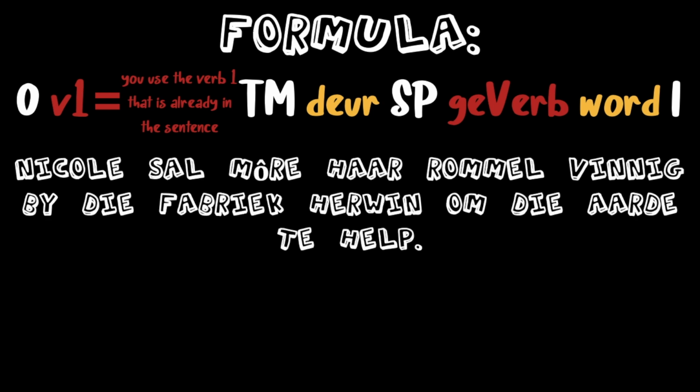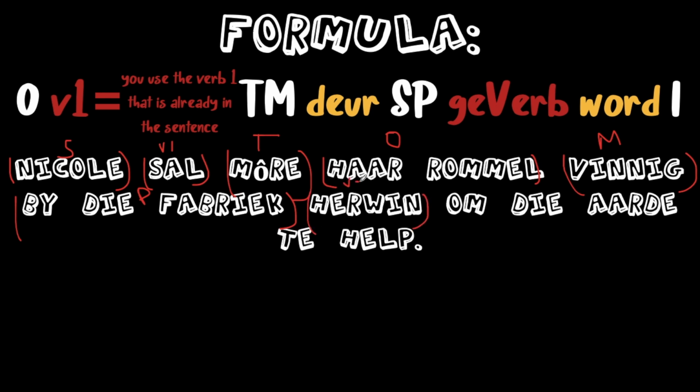So Nicole sal môre haar rommel vinnig by die fabriek herwin om die aarde te help. Okay, so let's apply Stompie to the sentence. So Nicole would be our subject. Sal, verb 1. Môre is time. Haar rommel is our object. Vinnig is manner. By die fabriek is place. Herwin is our verb 2. And then om die aarde te help would be our infinitive.